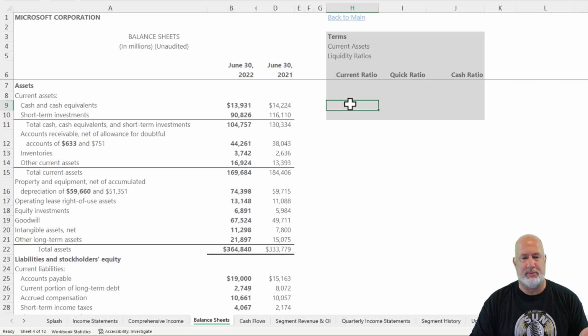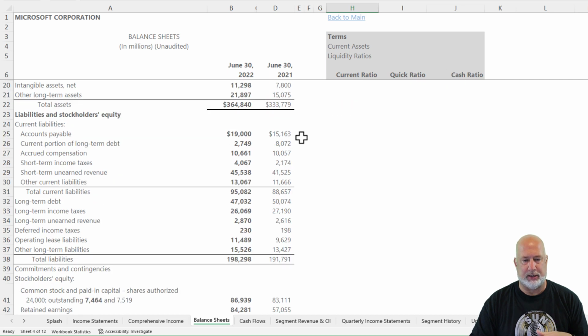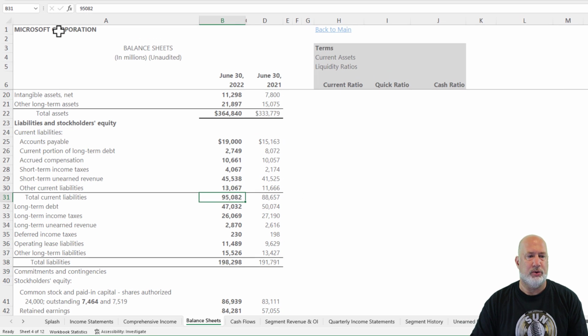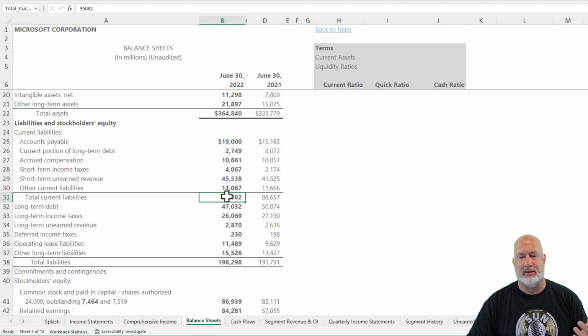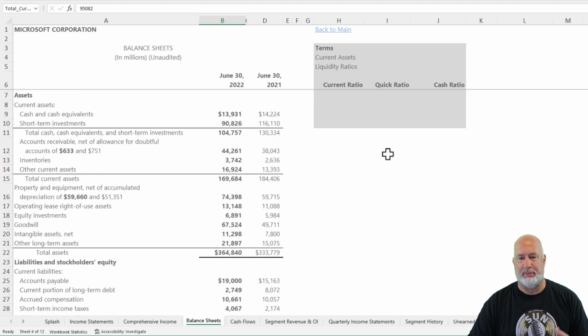Now, I'm going to do this one more time. Here's a cool tip from me. All 3 of these ratios, we're going to divide by the total current liabilities. So instead of me having to keep coming down here and clicking on this 95,082, I'm going to use the name box and I'm going to actually call that total. I did do an underscore. Current liabilities, I'm abbreviating it. I'm going to press enter. So I named that 95,000 total current liabilities.